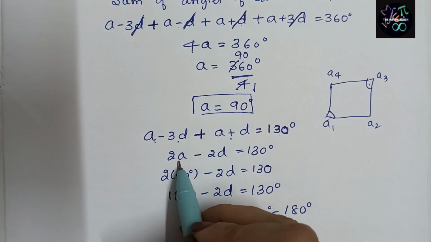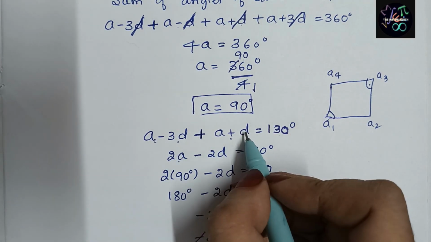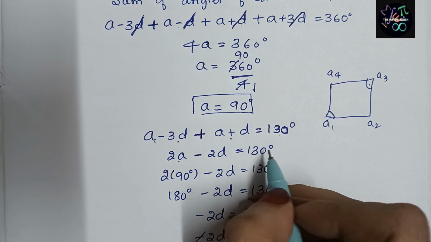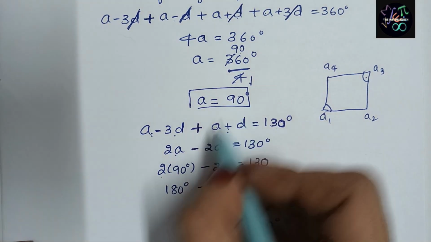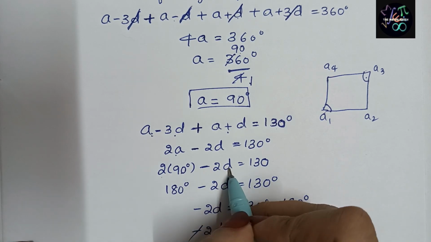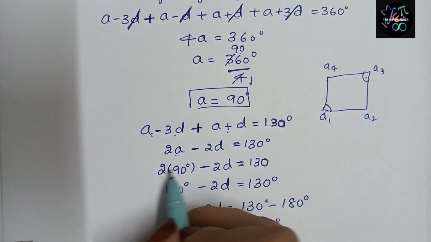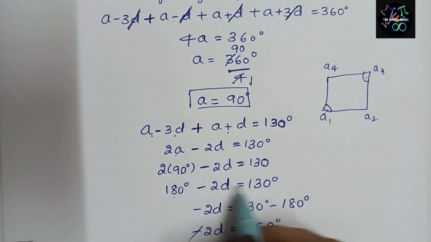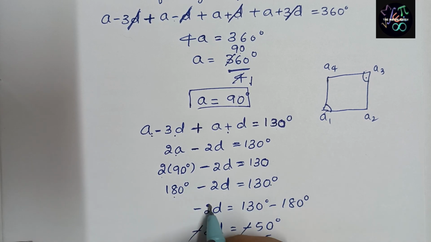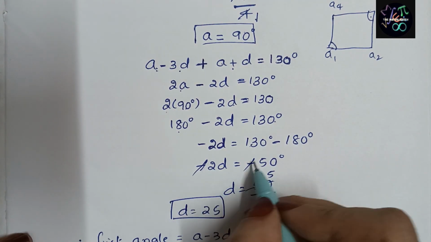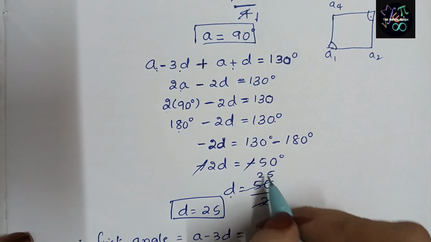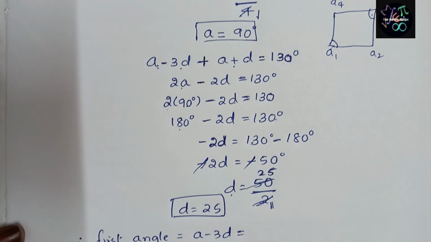So a plus a is 2a, minus 3d plus d is minus 2d, equal to 130 degrees. Now the a value is 90, so 2 into 90 minus 2d is equal to 130 degrees. 2 nines are 18, so 180 minus 2d is equal to 130, so minus 2d is equal to 130 minus 180. The minus signs got cancelled, so d is equal to 50 by 2. 2 ones are 2, 2 25s are 50. So we got the d value as 25.